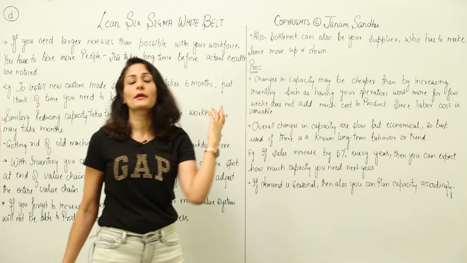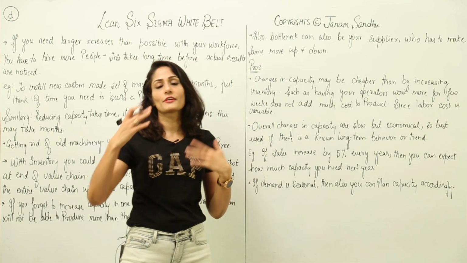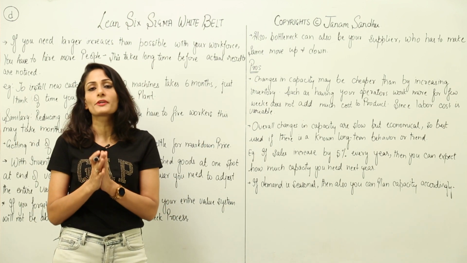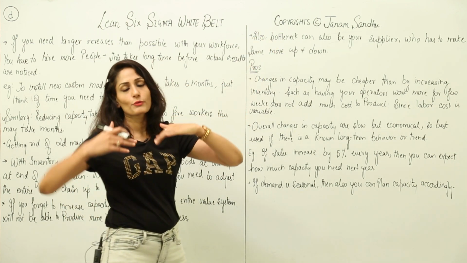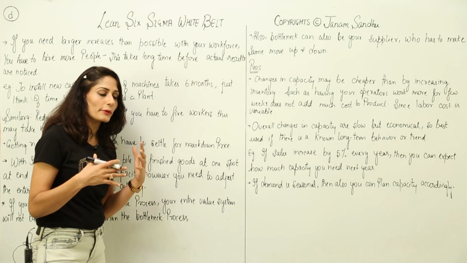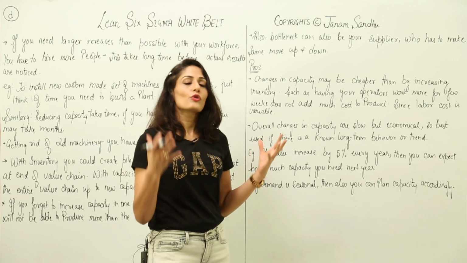Your supplier may not be ready to give you supplies if you are asking for increased demand. He may not have the resources to increase supply on such a quick notice. So the bottlenecks can also be from the outside. Now the pros: when we are talking about capacity, there are some good things also. So what are those?